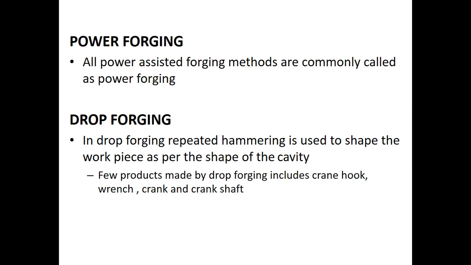Another important operation is called drop forging. In the case of drop forging, repeated hammering is used to shape the workpiece as per the shape of the cavity. This operation is done in a closed impression die, and the force for shaping the component is applied in a series of blows by using drop hammers.